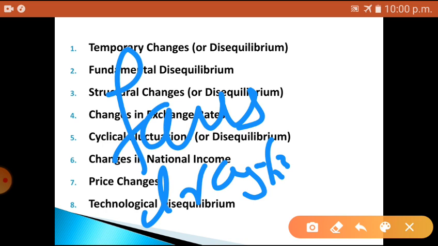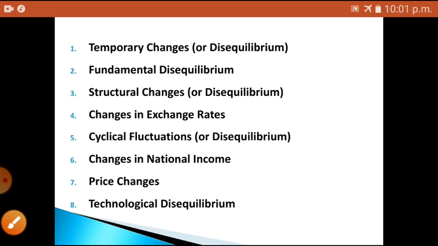Suppose therefore there is an adverse BOP situation. On the other hand, when there is a boom in the country in relation to other countries, both exports and imports may increase, but there can be either a surplus or deficit in the BOP situation, depending upon whether the country exports more than it imports or imports more than it exports. This is cyclical fluctuations.